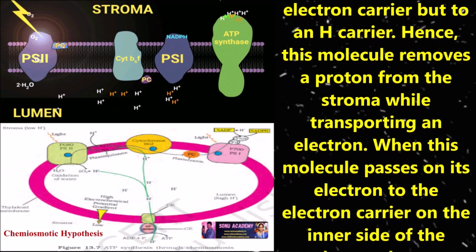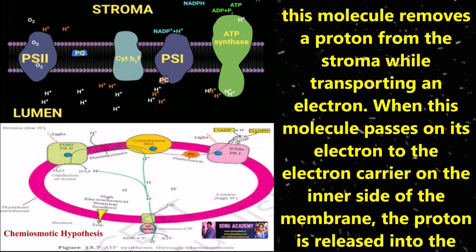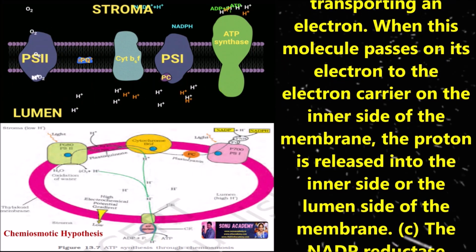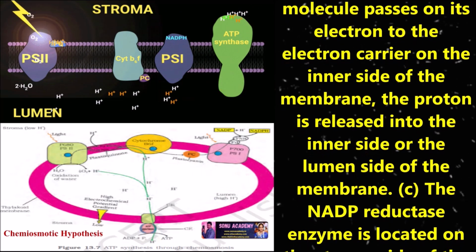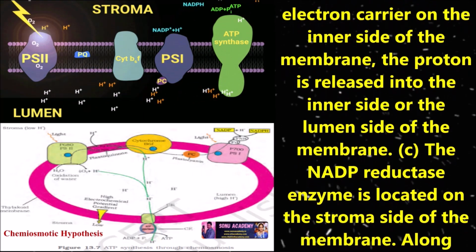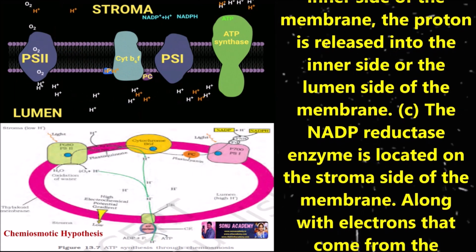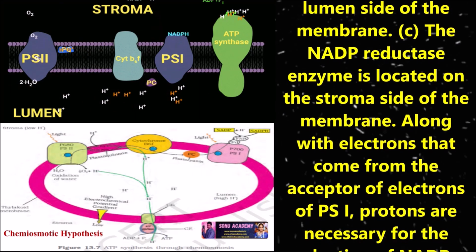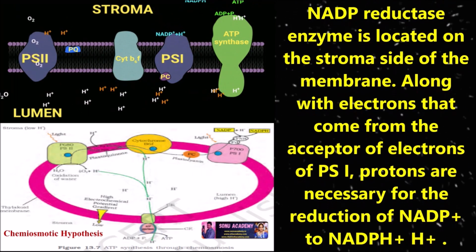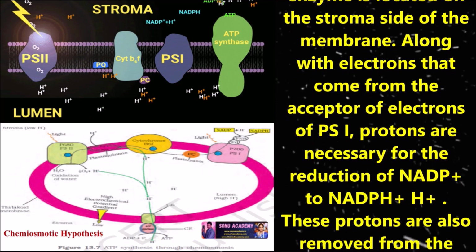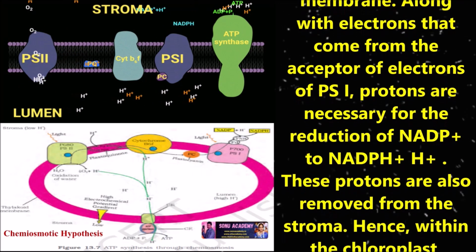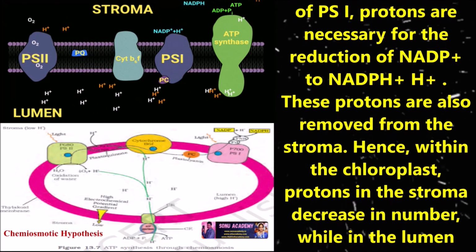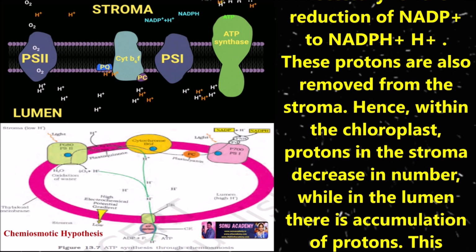Then, the NADP reductase enzyme is located on the stroma side of the membrane. Along with electrons that come from the acceptor of electrons of PS I, protons are necessary for the reduction of NADP+ to NADPH + H+. These protons are also removed from the stroma. Hence, within the chloroplast, protons in the stroma decrease in number, while in the lumen there is accumulation of protons. This creates a proton gradient across the thylakoid membrane as well as a measurable decrease in pH in the lumen.